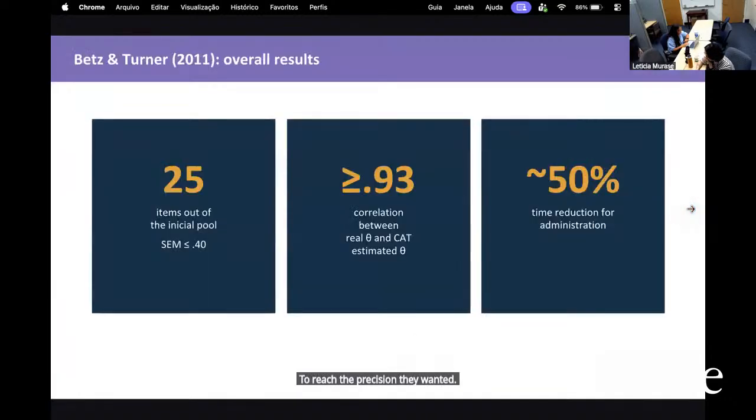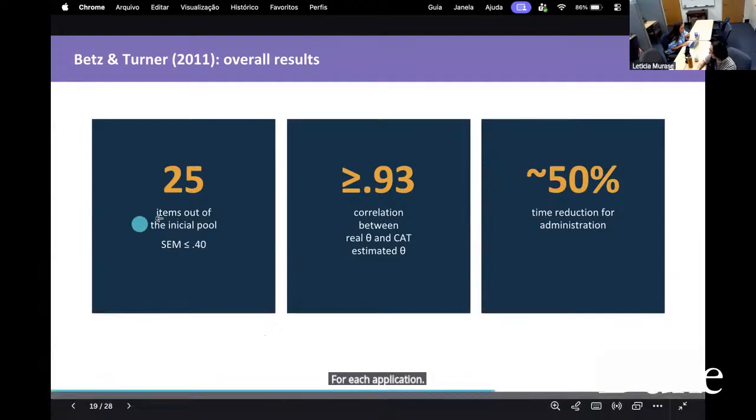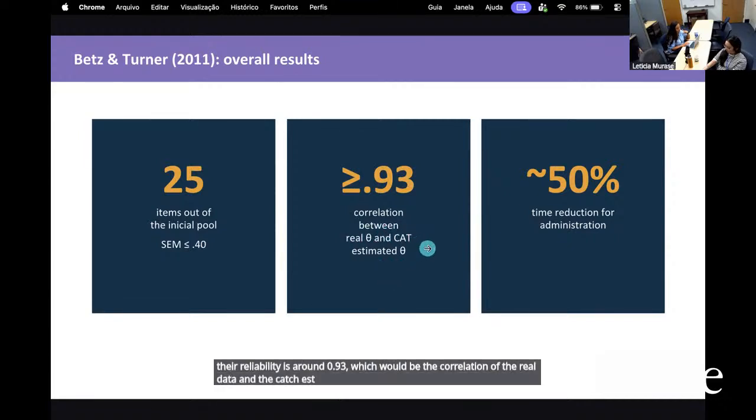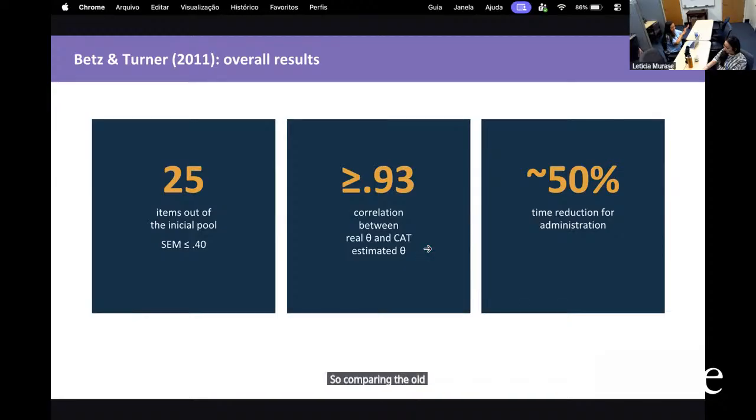Okay? So to sum up, they could reduce the 100 items to almost 50 items for each application when the standard error of measurement is set at 0.440. Their reliability is around 0.93, which would be the correlation of the real data and the CAT estimation. So comparing the old test, the formal test, with the computerized test.